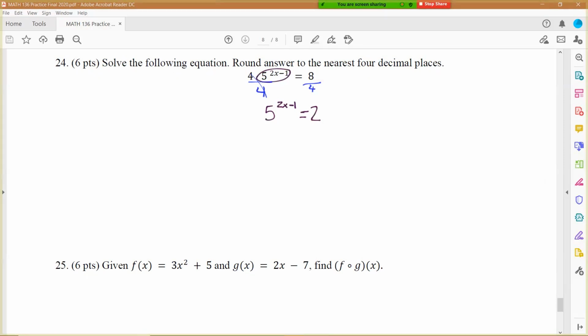Once I get to here, I'm kind of stuck. I've got an x stuck in the exponent. The only way we know how to get it out is to rewrite it in log form. So currently we have b to the x power equals y, and we want to rewrite it as log base b, so log base 5 of y, which is 2, equals x, which is 2x minus 1.